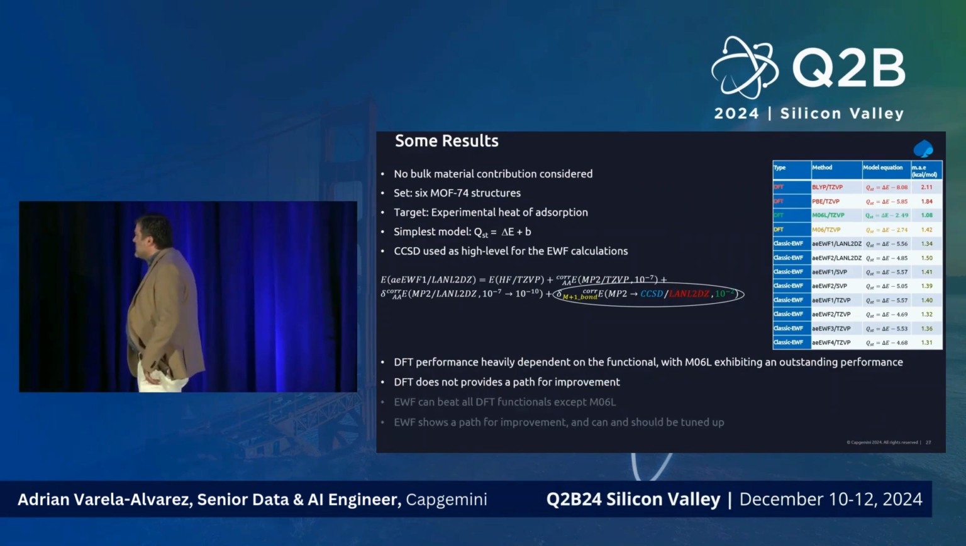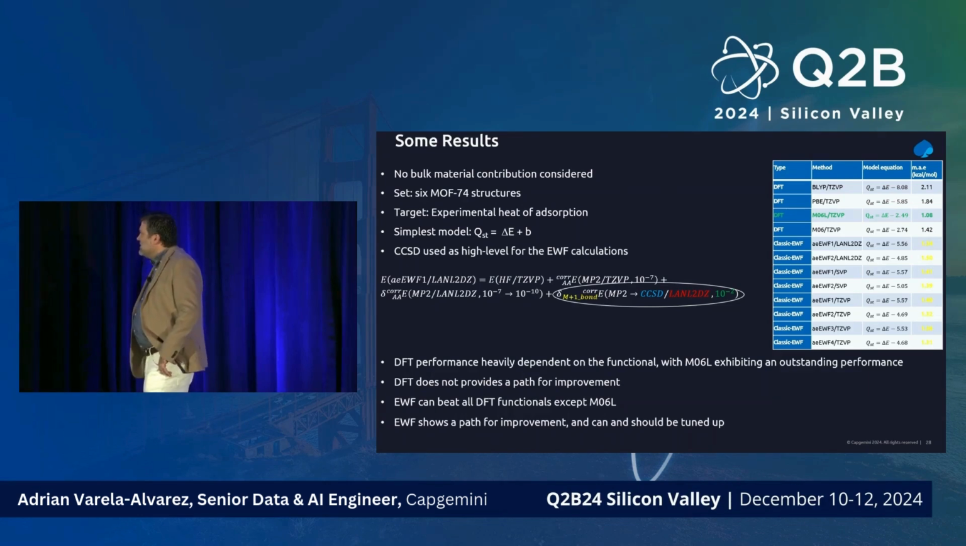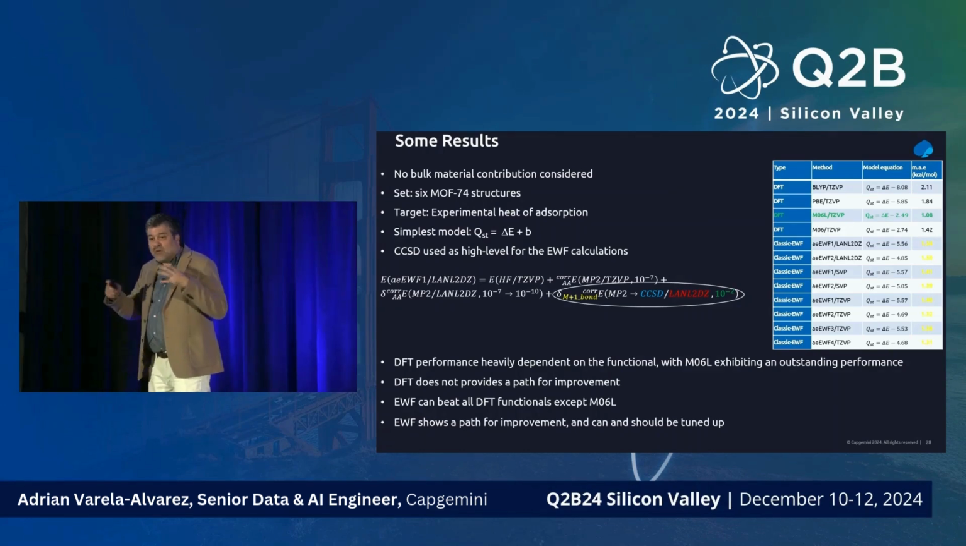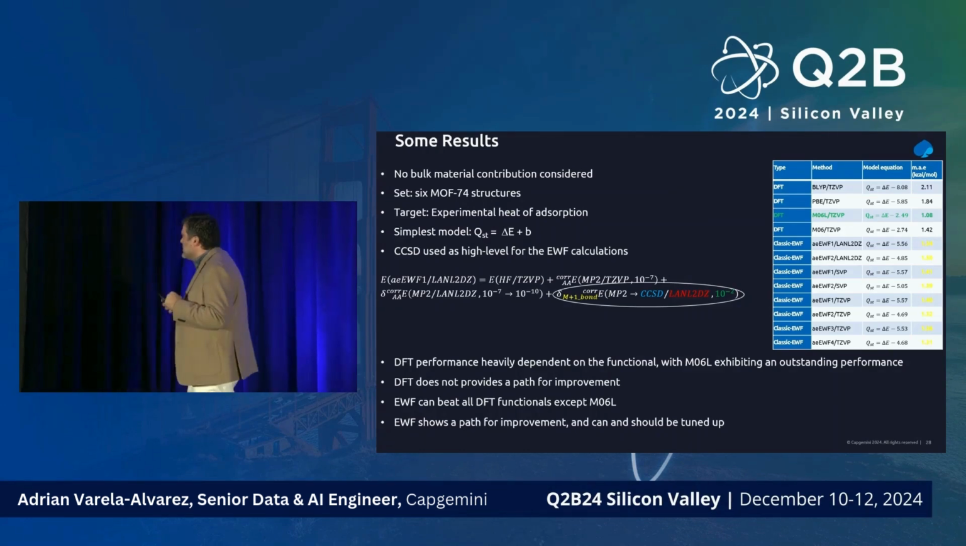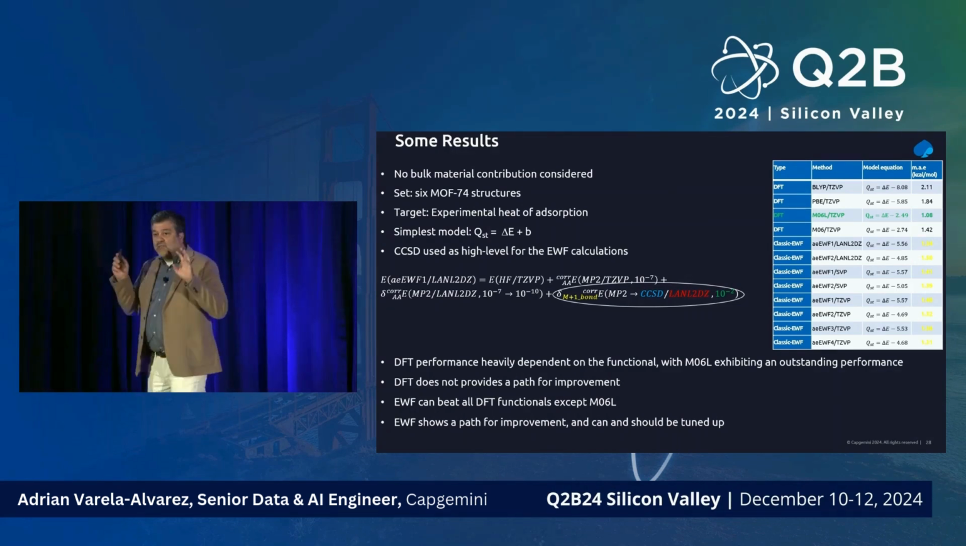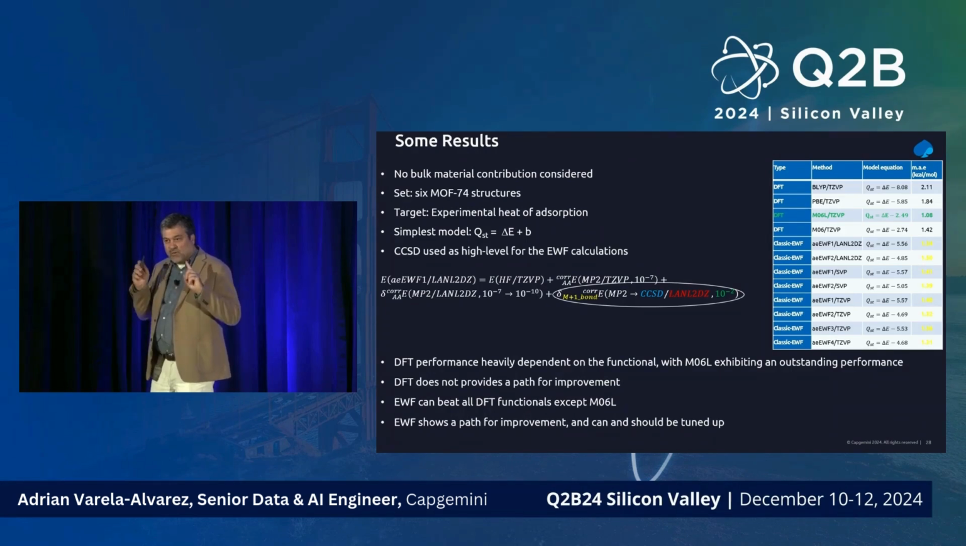Then we applied what we call an EWF recipe. This is a multi-level approach that is based on all the fragmentations we did before. So there are a lot of things that can be tuned here. So we tried a few combinations. And what we see is that, while all of them can beat the functionals that don't work properly, none of them can beat the functional that works the best.